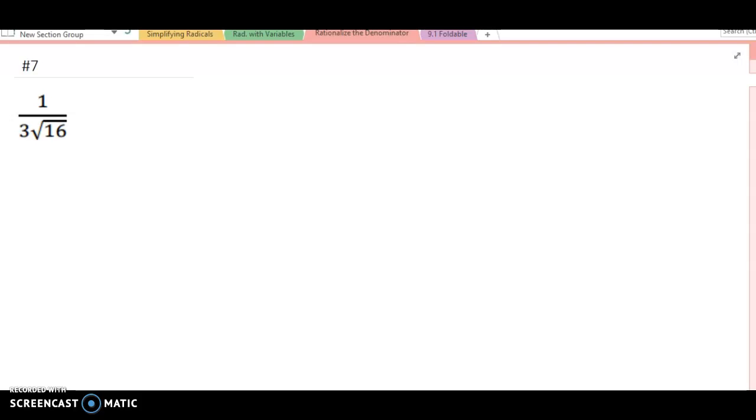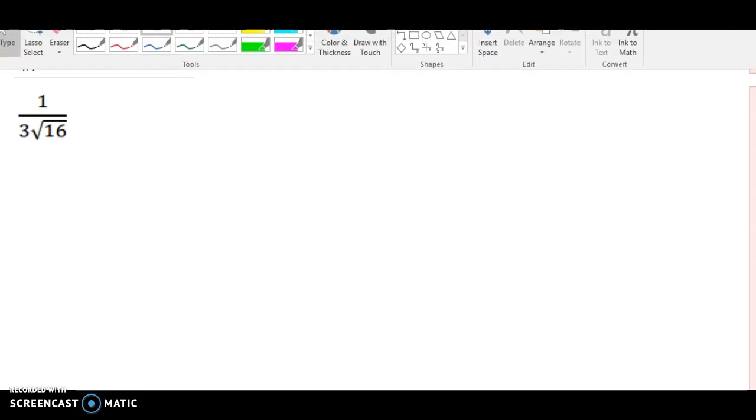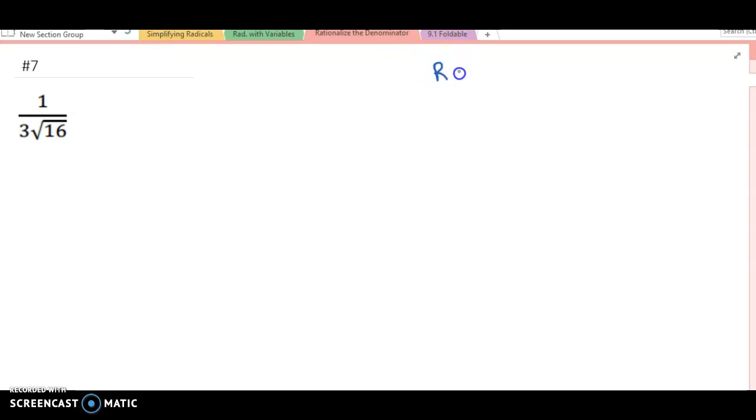All right, guys, so this is our third and final day that we're going to spend on simplifying radicals. And today we're going to talk about what is called rationalizing the denominator. Okay, and if you remember, the denominator is the bottom part of a fraction.